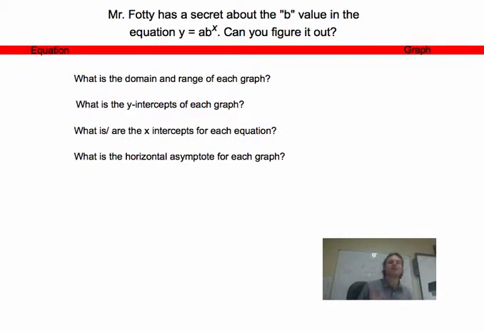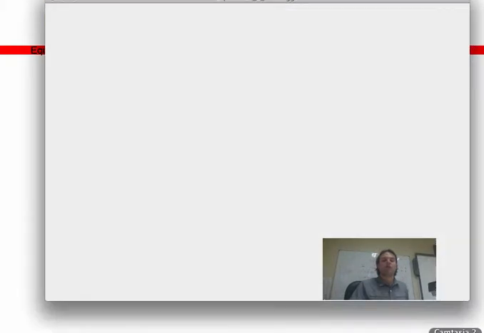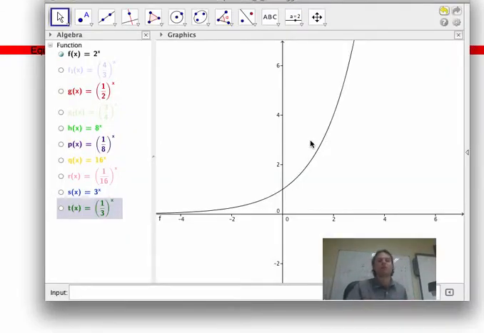Mr. Fody has a secret about the b value in an equation. Can you figure it out? We're just going to look at the b value of an equation and see if you can figure out what my secret is. I have a little program here for us to look at, and I want to graph each of these and figure out what the b value is.